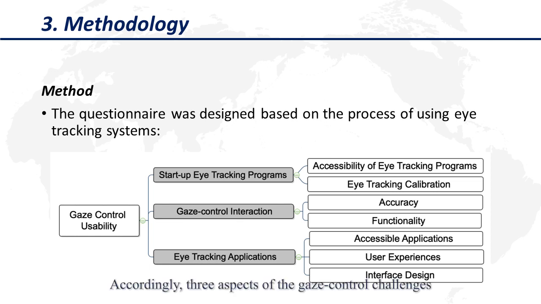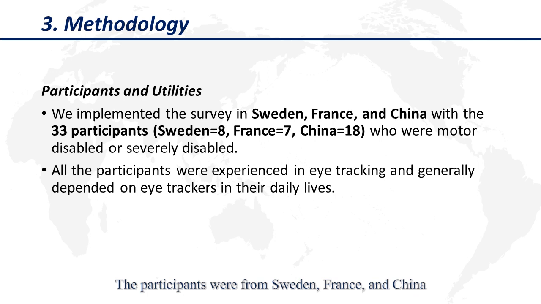Accordingly, 3 aspects of the gaze control challenges were associated with each stage: the accessibility of the eye tracking program, gaze interaction, and the accessibility of eye tracking applications. The participants were from Sweden, France, and China, with 33 participants who were motor disabled or severely disabled. All the participants were experienced in eye tracking and generally depended on eye trackers in their daily lives.